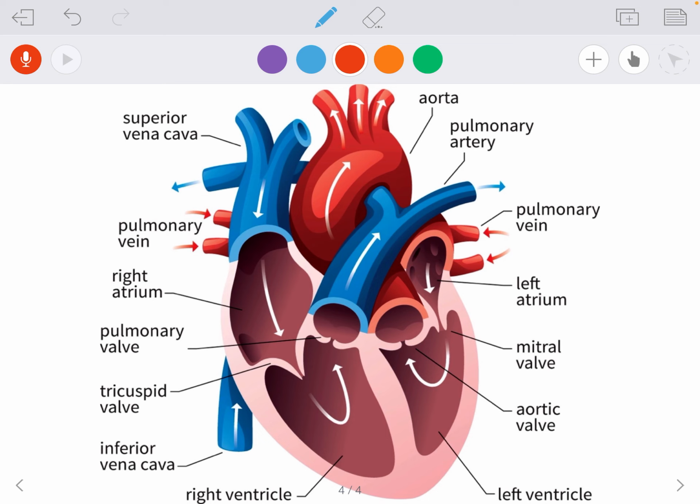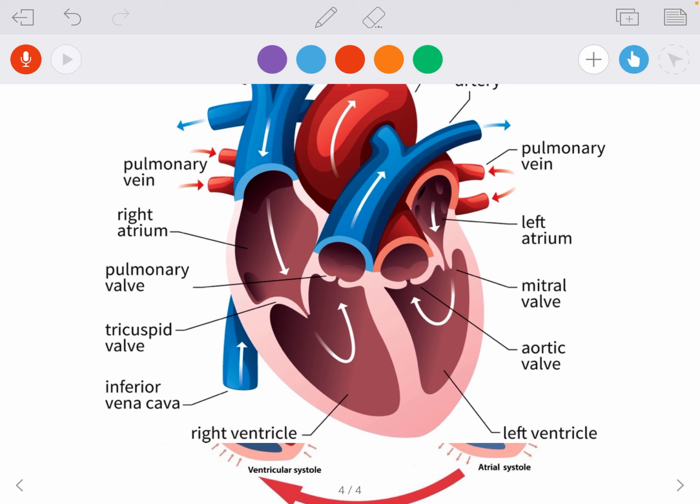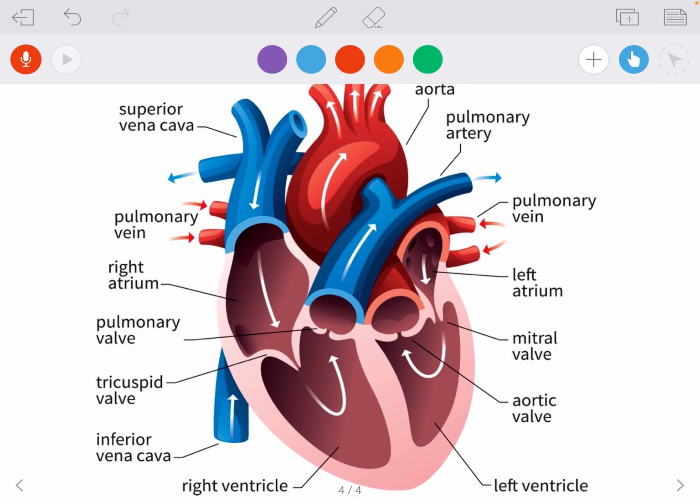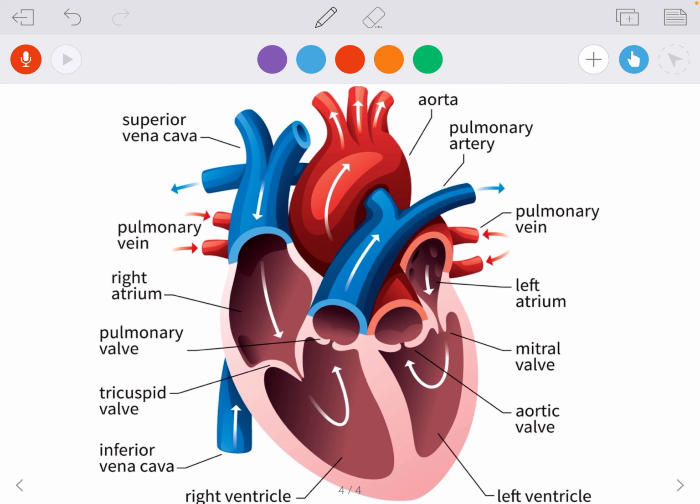It has four chambers, right? And these four chambers are divided into two halves. So the first structure that we need to mention is the septum, okay? This one, the one that I am going to point. So this is a septum. It's a wall that separates or divides the heart into two halves, the left half and the right half.